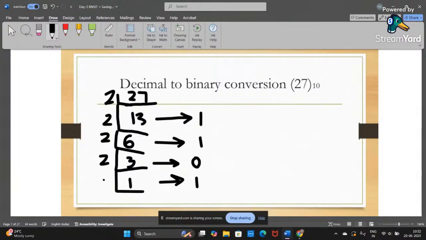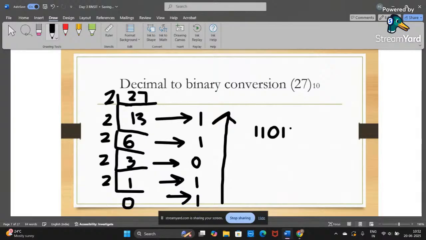Then 2 0s... we cannot divide this 1 by 2. So what is the remainder now? 1. So we have to write from downwards. Your answer is 11011 base 2. This is your answer.